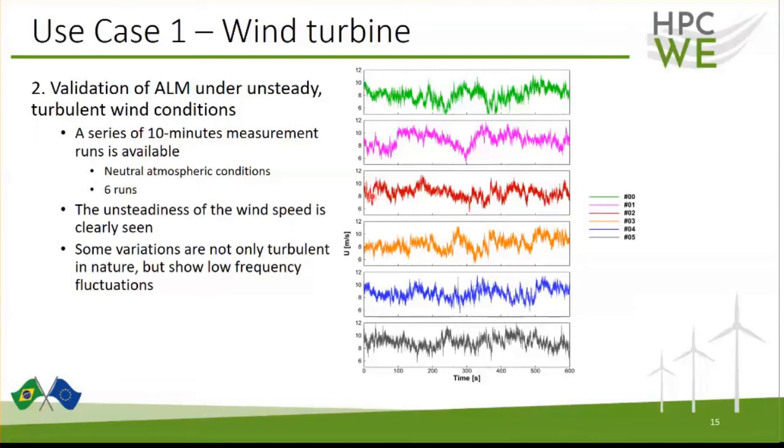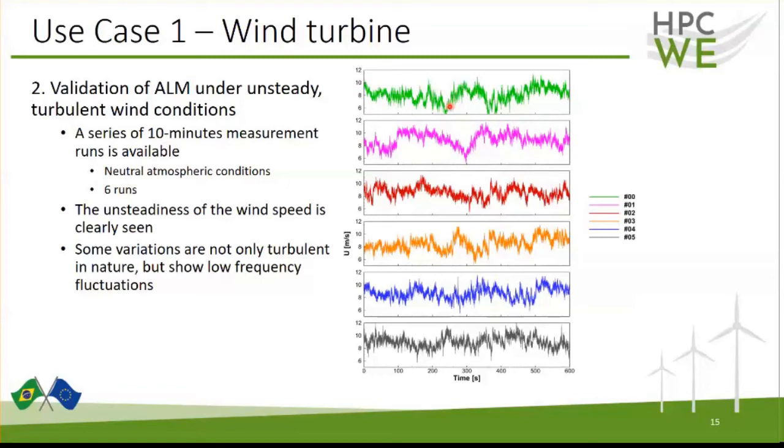So for some runs, for example, this run 4, the velocity is more or less constant. But for example, for the run 0 that we have here on the top, we have some periods of time where the velocity is very low, below 6 meters per second, and some periods of time where the velocity is over 10 meters per second.